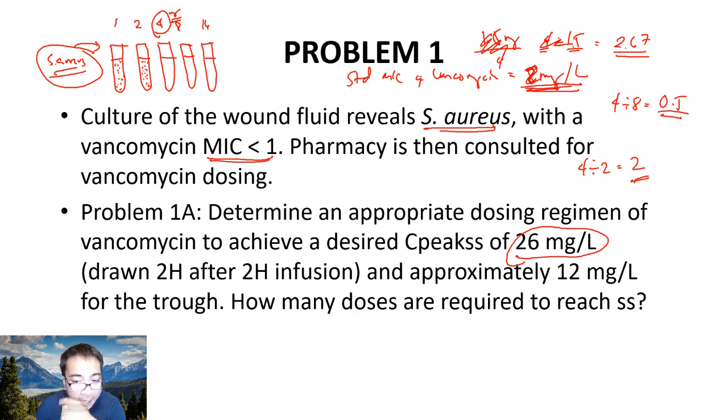Okay, and approximately 12 milligrams per liter for the trough. So, nag-specify na sila. Ito yung mga targets natin. How many doses are required to reach steady state?